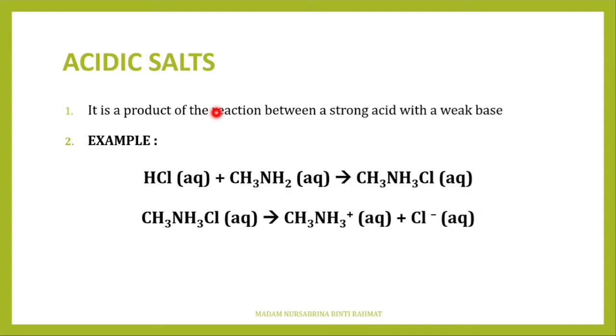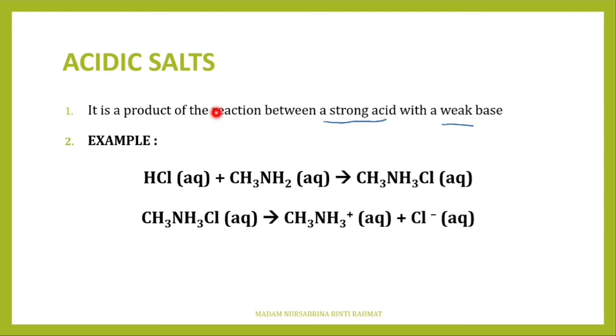Let's now discuss a different salt, which is your acidic salt. Acidic means it comes from a strong acid and a weak base. How do I remember that? I look at what kind of salt it's going to produce. If it's acidic, that means the strong part is the acid. If it's a basic salt, that means the strong part is the strong base. So acidic means it's from a strong acid reacting with a weak base.